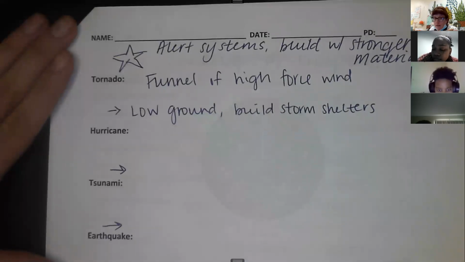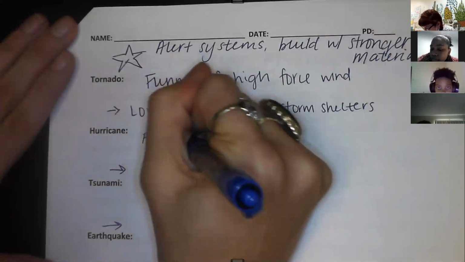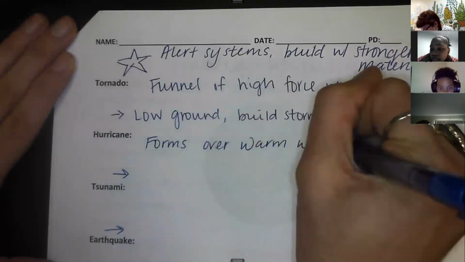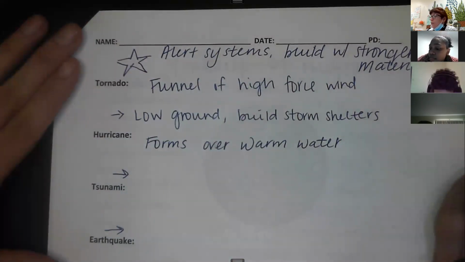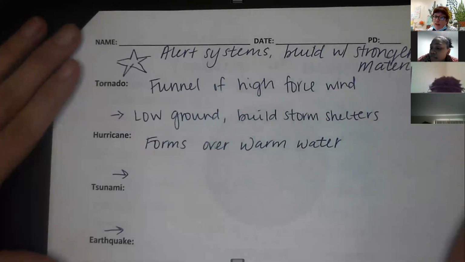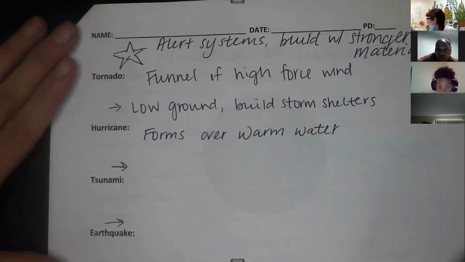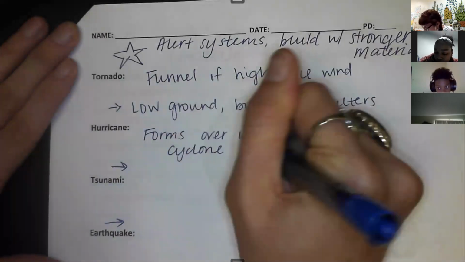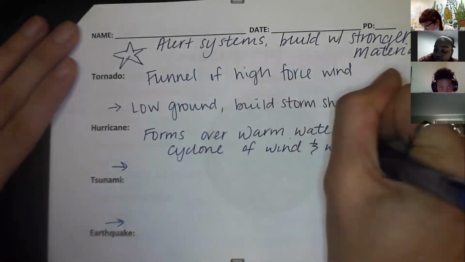Now we know a hurricane has to form over warm water. And it's a, well, so not always fast moving, but it's a cyclone filled with wind and water, right? A cyclone of wind and water caused by a difference in air pressure.